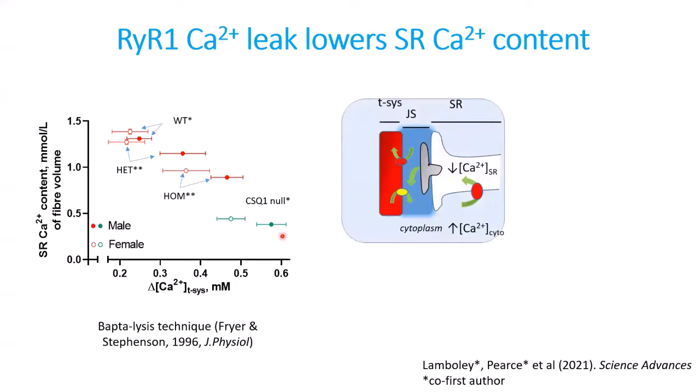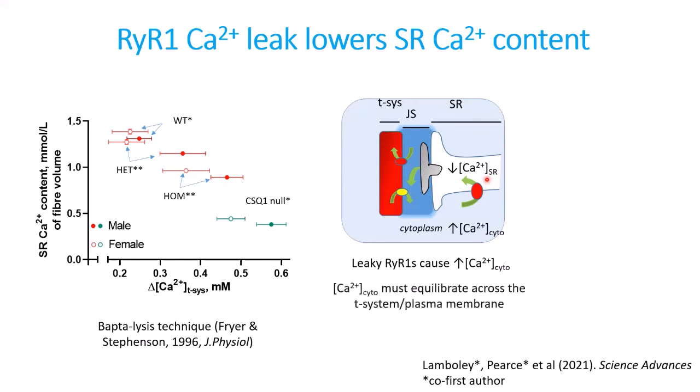So what does this mean? We know that in intact cells, an increase in cytoplasmic calcium has been measured, and we've shown a decrease in the SR calcium concentration. So some might presume a leaky RyR receptor causes the increase in cytoplasmic calcium. However, cytoplasmic calcium must equilibrate across the T system membrane. So if you increase the leak, calcium must be pumped out in this direction. And if there's just an acute leak, calcium will be pumped out until it equilibrates again. But we need to explain this increased cytoplasmic calcium.